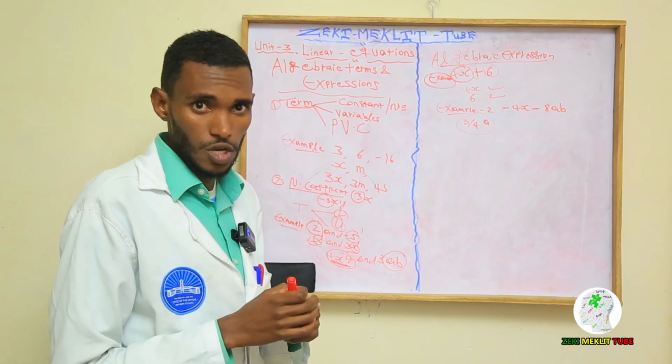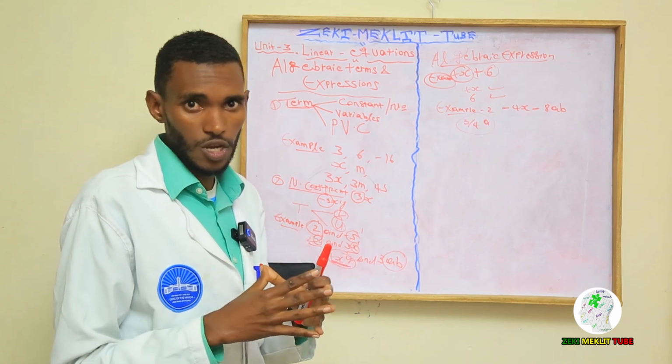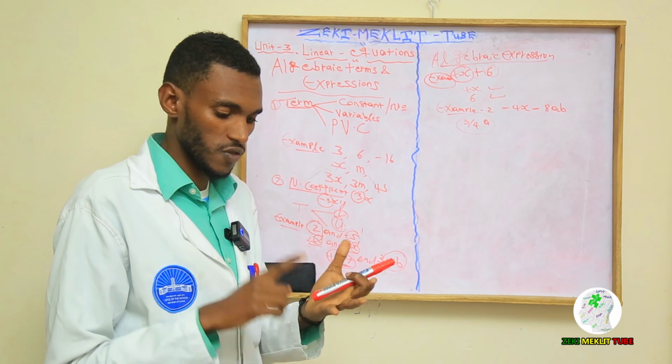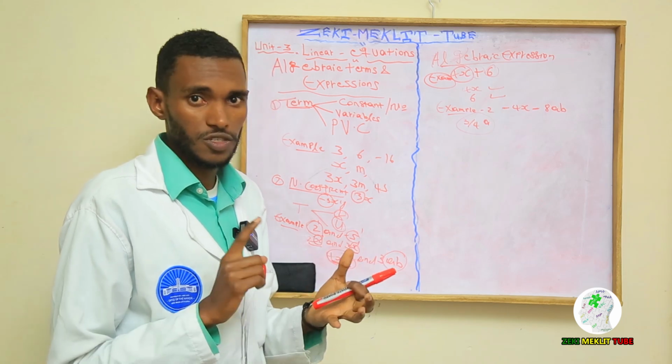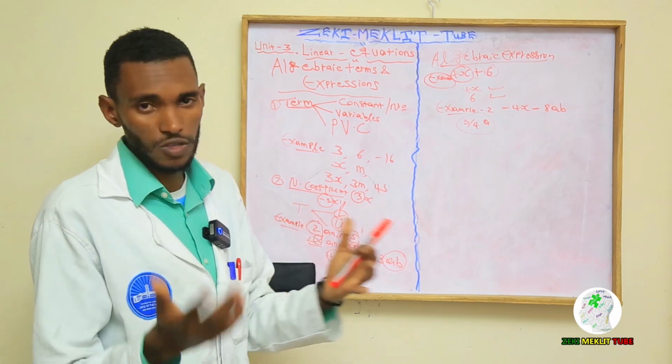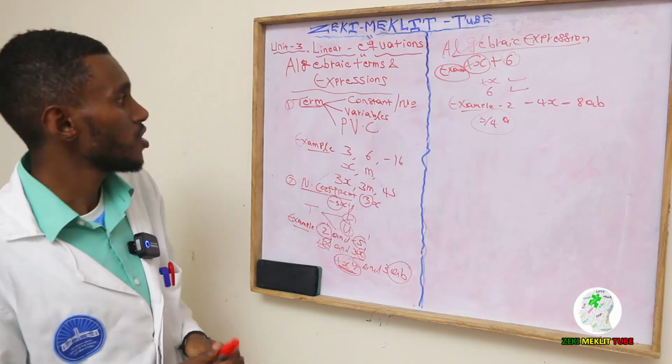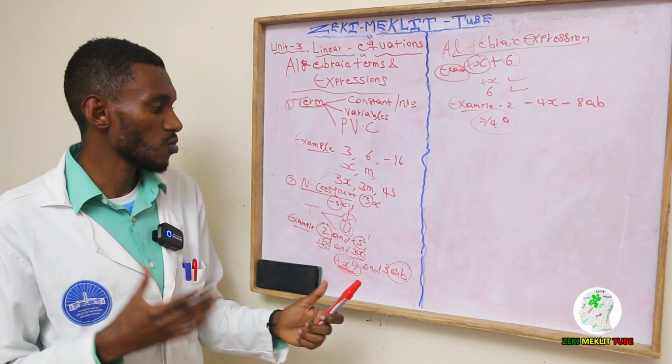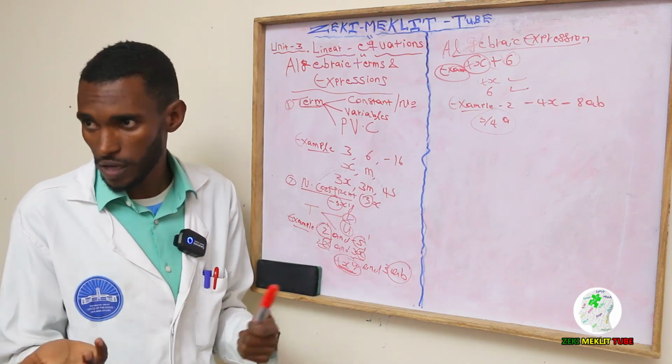So when we define terms, it consists of one of three parts. The first one is constant, any number. The second one is variable, which is an unknown number. The third one is the product between variable and constant. Okay, so we consider these terms. Terms are also classified into two: like and unlike terms.